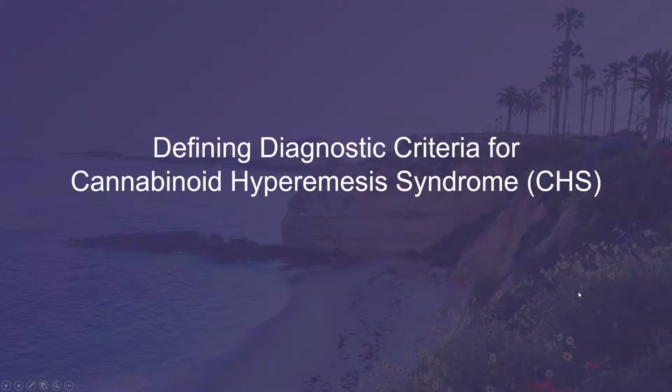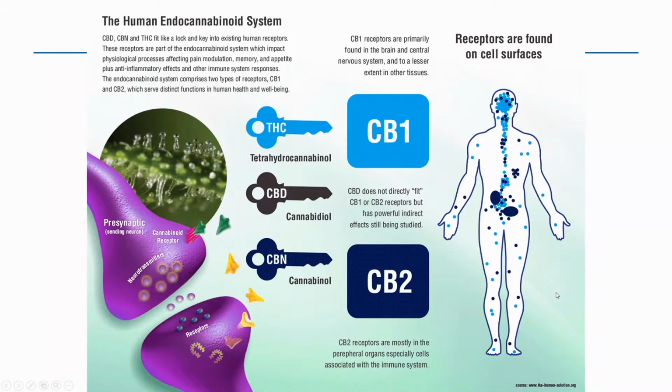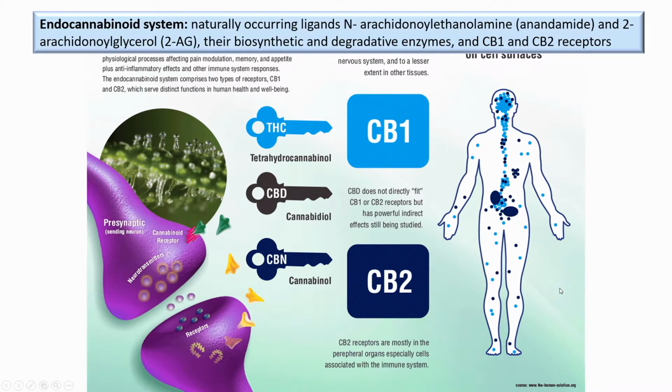Okay, so I'm going to move to the second topic, which is cannabinoid hyperemesis syndrome, and trying to define the diagnostic criteria. So you probably know there are CB1 and CB2 receptors. The endocannabinoid system consists of these two receptors and the ligands and the enzymes that break them down. And so these are the two ligands: anandamide and 2-AG.